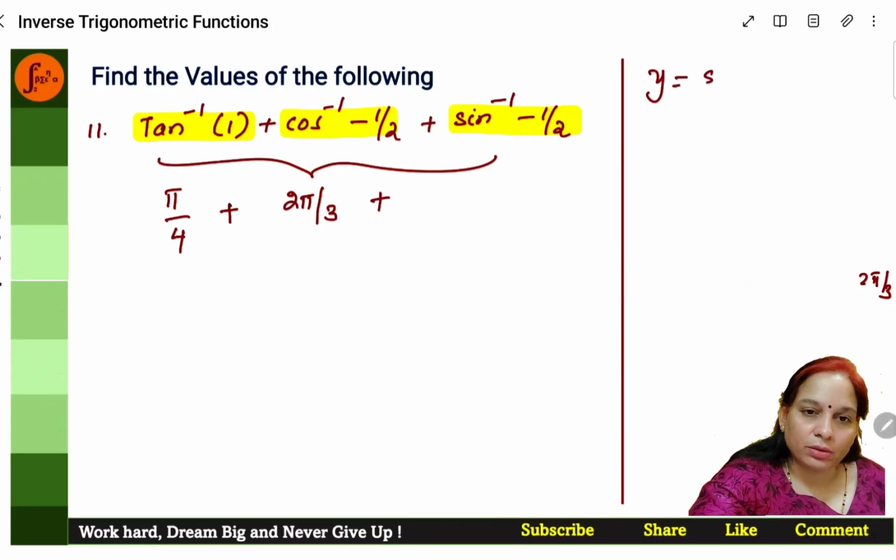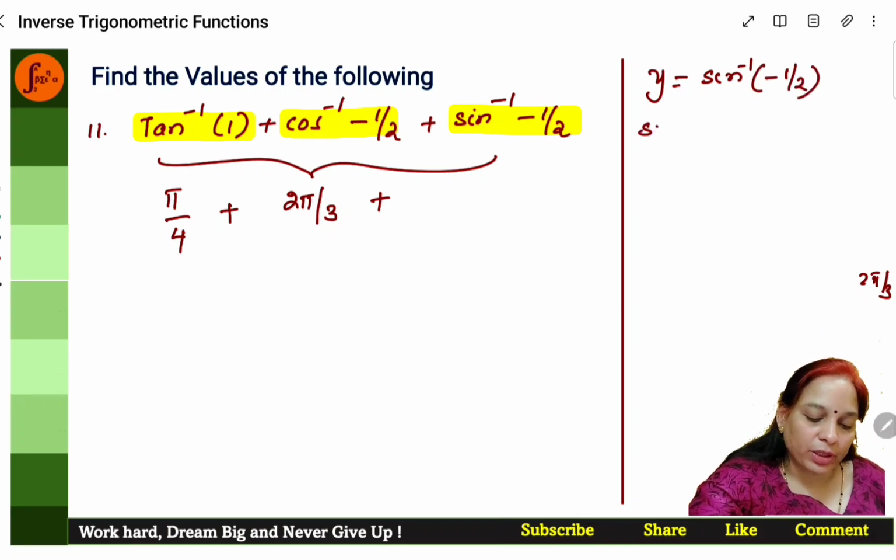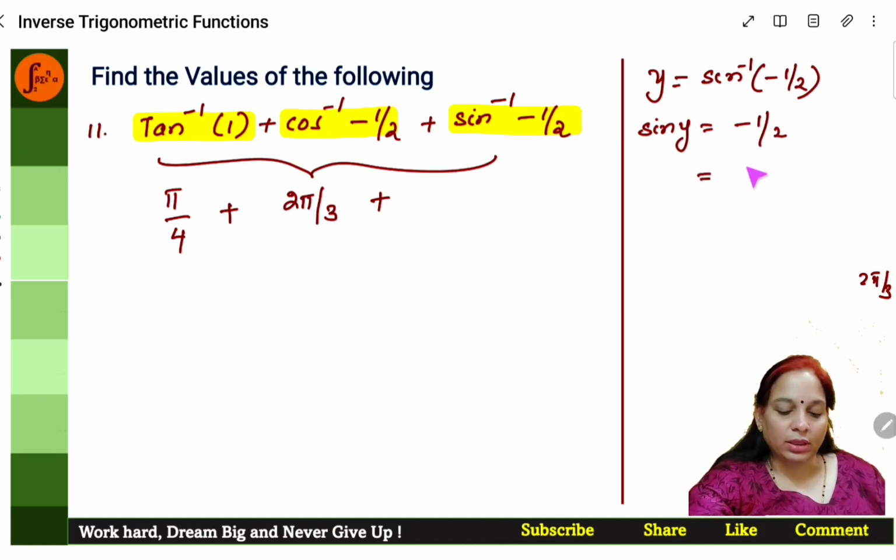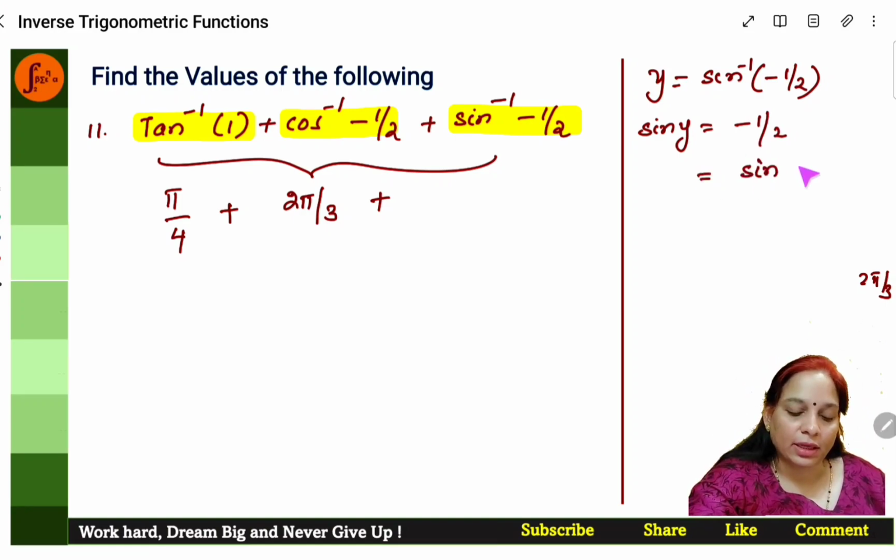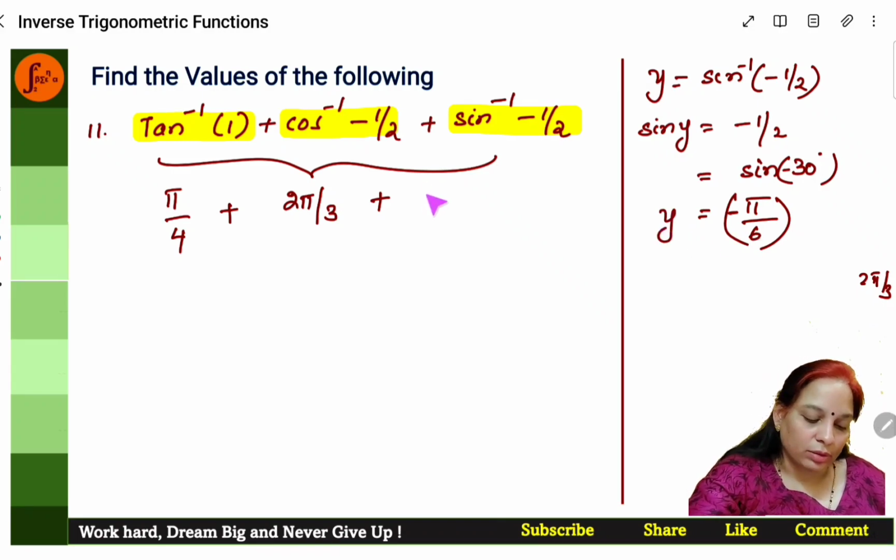Y is equal to sine inverse of minus half, which means sine y is equal to minus half, and sine 30 degrees is half, right? You need minus half, right? So what is 30 degrees? It's pi by 6. You should put minus here because there's minus here. So minus pi by 6 is the answer here. So this is going to be minus pi by 6.